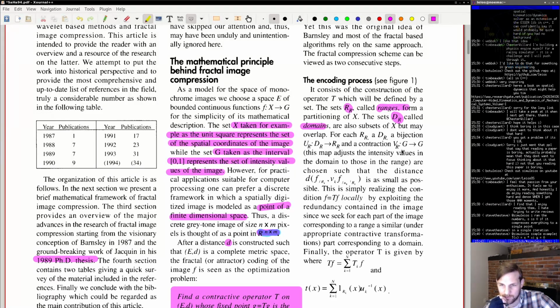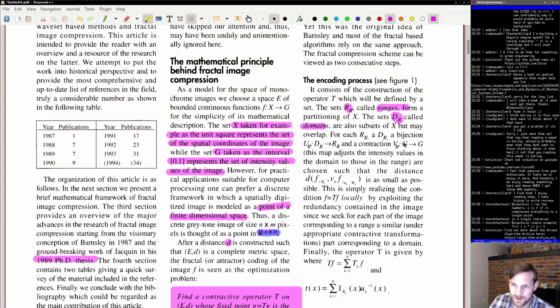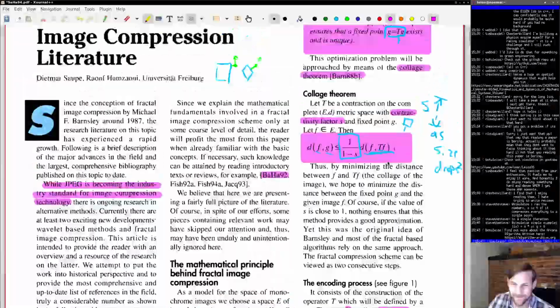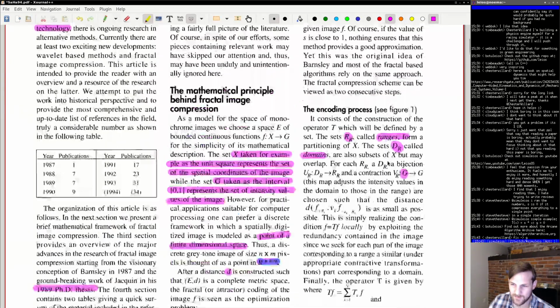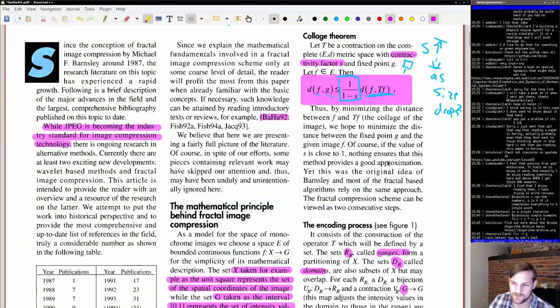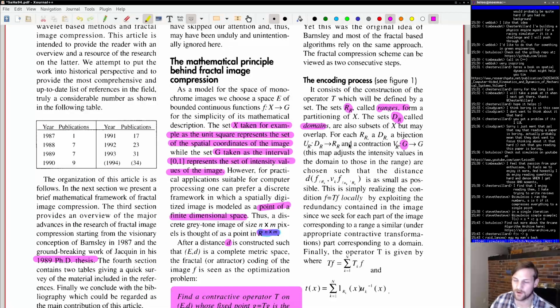So D is a domain onto a range, and then v is from G into G, and G is going to be what? What is G in this case? What is G? I should know that. Why can't I find G? Okay, that's okay. This map adjusts the intensity values. Oh, it must be the set. It must be the set of all points in space.